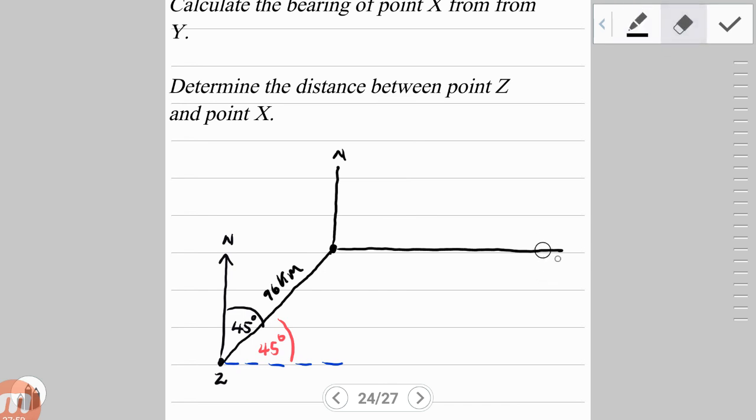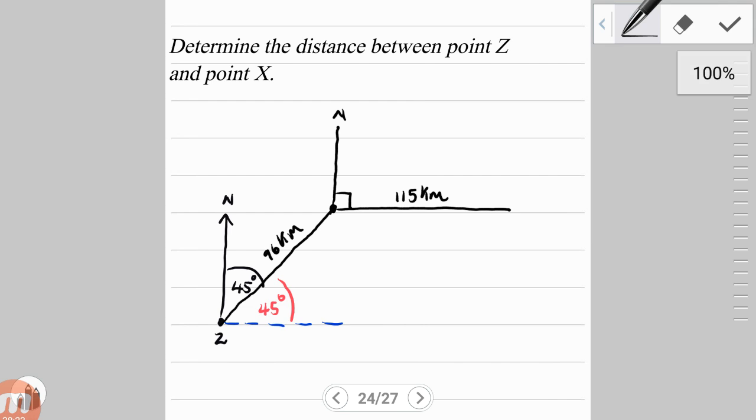All right. They're not too far apart. 96 and 115. It's not too far apart. Just 19 kilometers in difference. So that's 115 kilometers. This angle here is 90 degrees.